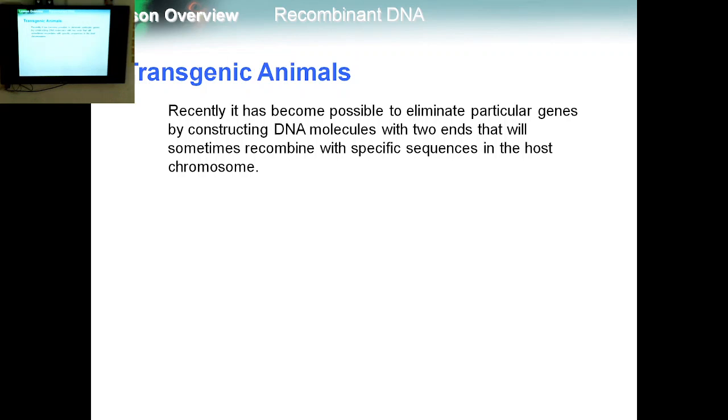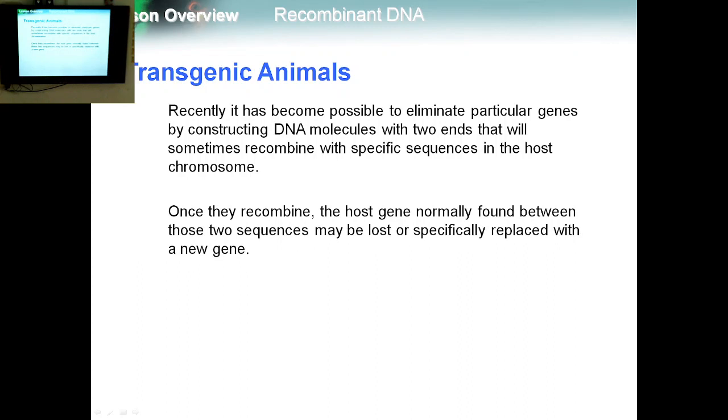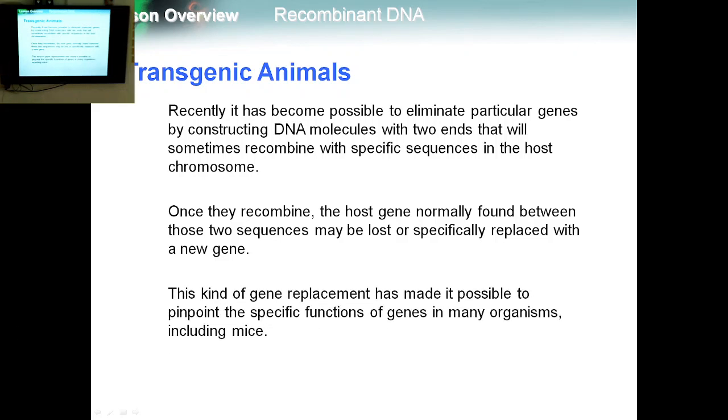Recently, it has become possible to eliminate particular genes by constructing DNA molecules with two ends that will sometimes recombine with a specific sequence in the host chromosome. Once they recombine, the host gene normally found between those two sequences may be lost or replaced with the new genes. And once we replace it with the new gene, we can form another characteristic.